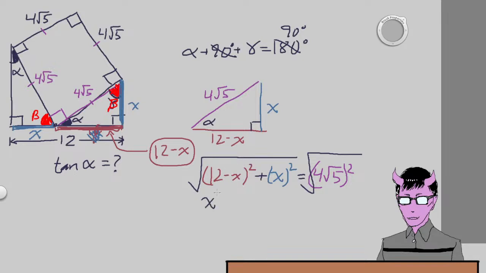Negative x squared is going to be x squared. And then don't forget the algorithm: first one times second one times 2, which is negative 24x. Lastly, we have 12 squared, which is 144. That one's easy. So that is the entirety of the left-hand side. Right-hand side, we just clear the squaring by applying the square root. So it becomes 4 root 5. Since we're working with actual distance, we drop the negative.